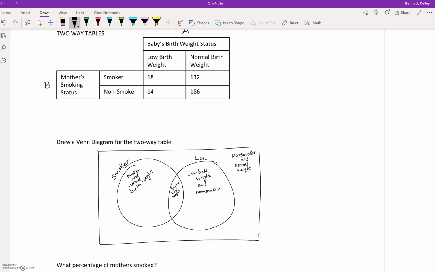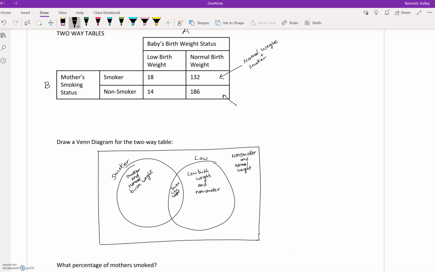So I hope you can see now that there are 4 different kinds of categories, which corresponds to the 4 boxes, right? So in this box here, I'm looking at normal birth weight. I look up to see normal birth weight. And then I look left and I see that's smoker. So normal birth weight plus smoker, right? So 132 babies were born that had normal birth weight and a smoking mother.